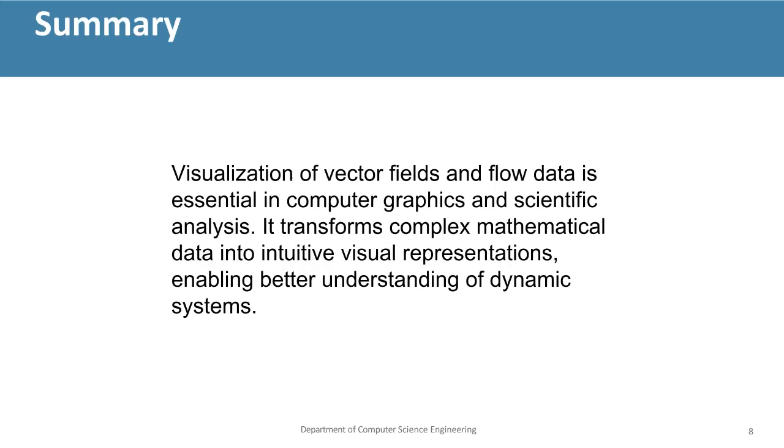To summarize, vector fields represent magnitude and direction, while flow data represents movement over time. Different visualization techniques like glyphs, streamlines, and color mapping help in understanding these concepts. These methods are widely used in real-world applications.